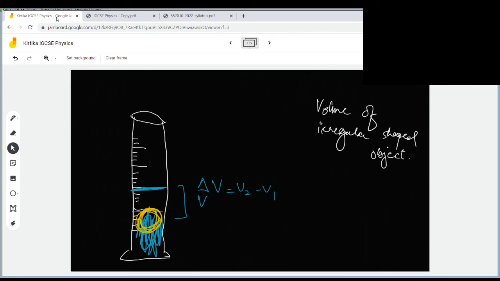So the measuring cylinder changed the reading of the volume just because I placed the solid in it. So that change accounts for the volume of the solid itself. This is how I find the volume of a solid. Okay. How do I find volumes of liquids?